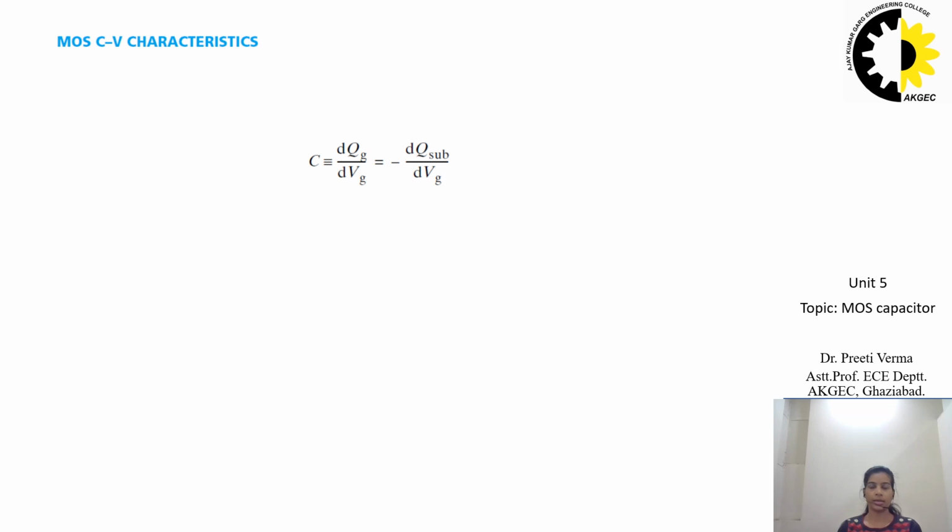Now CV characteristics. The capacitance voltage measurement is a powerful and commonly used method of determining the gate oxide thickness, substrate doping concentration, threshold voltage, and flat band voltage.